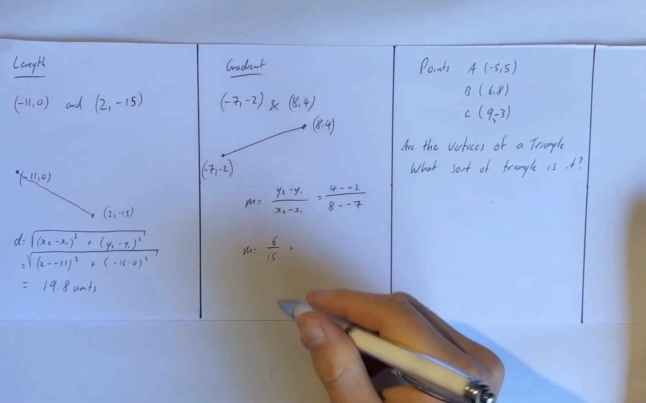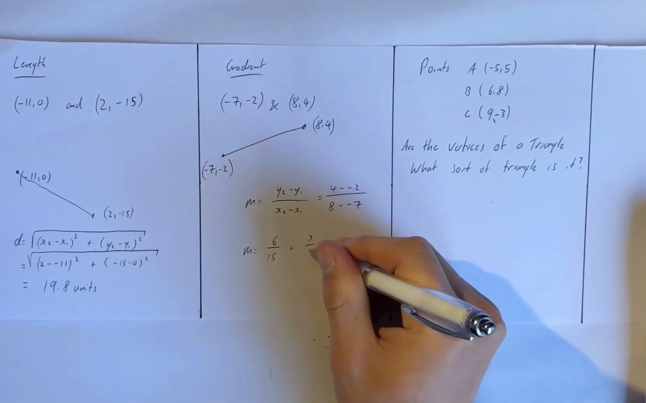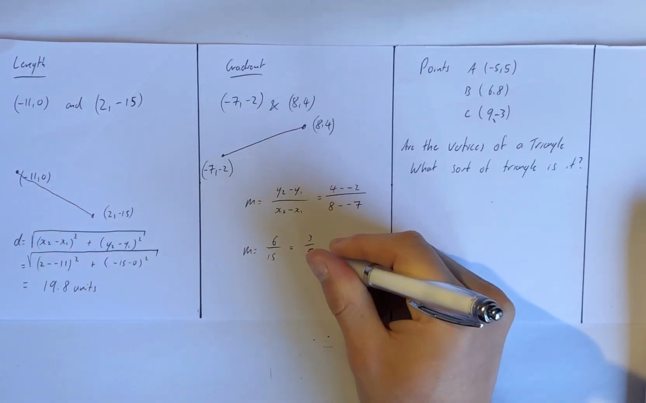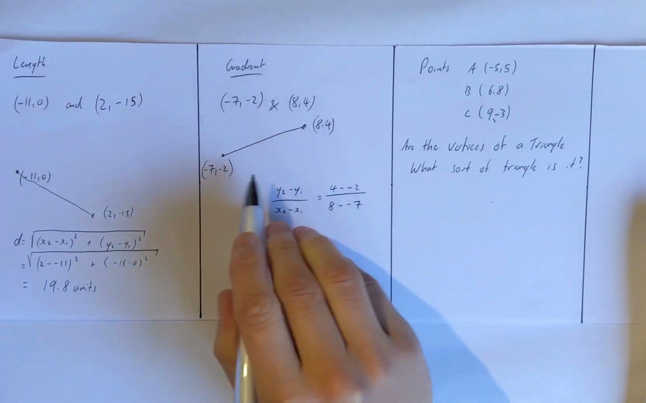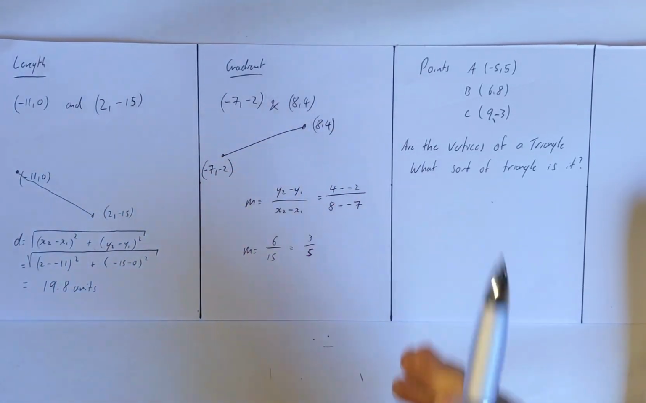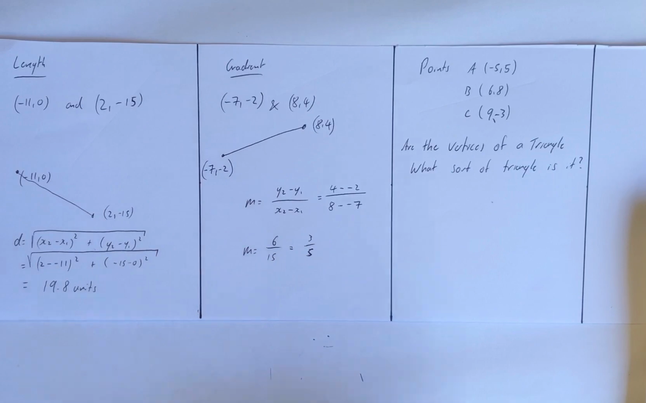We can take a factor of 3 out of the top and bottom and call that 3 over 5. Is it positive? It is. So I'm pretty happy with that answer, having a positive 3 over 5.